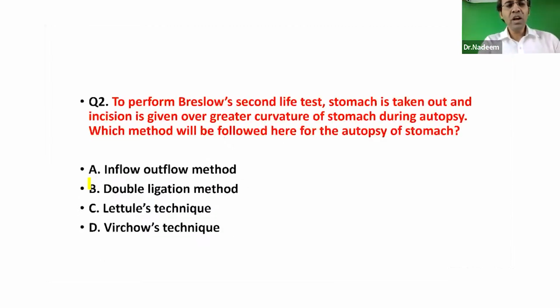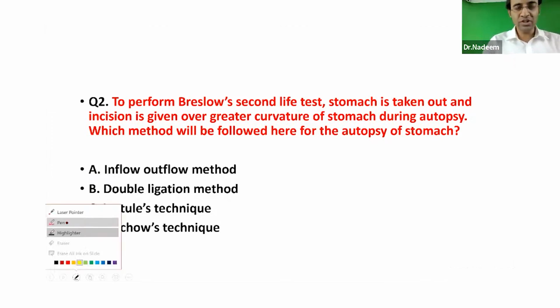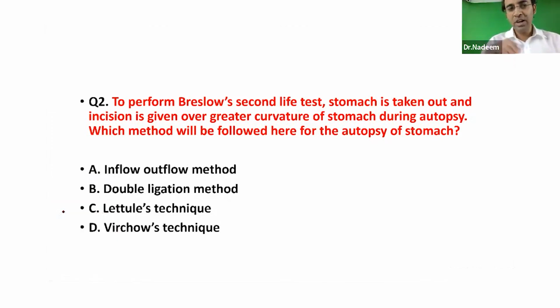Next, to perform Brislow's second life test, the stomach is taken out and an incision is given over the greater curvature of the stomach during autopsy. Which method will be followed here for the autopsy of a stomach? What is the meaning of autopsy? Autopsy means the post-mortem examination, right? Whenever we have to do the post-mortem examination of the heart.